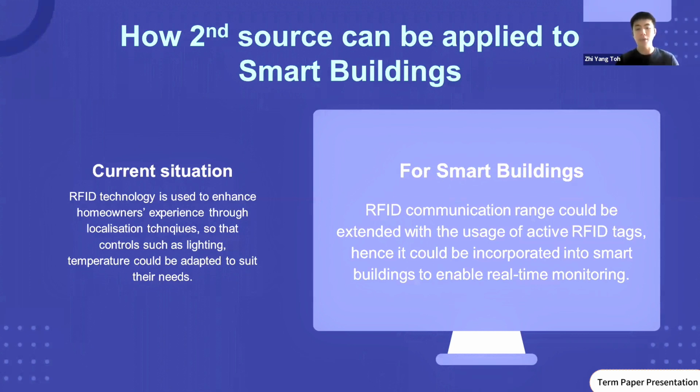And similarly for smart buildings, the communication range of RFID could be extended with the usage of active RFID tags, and hence it could be incorporated into smart buildings to enable real-time monitoring, for instance, monitoring the congestion level and adjusting it during peak periods.